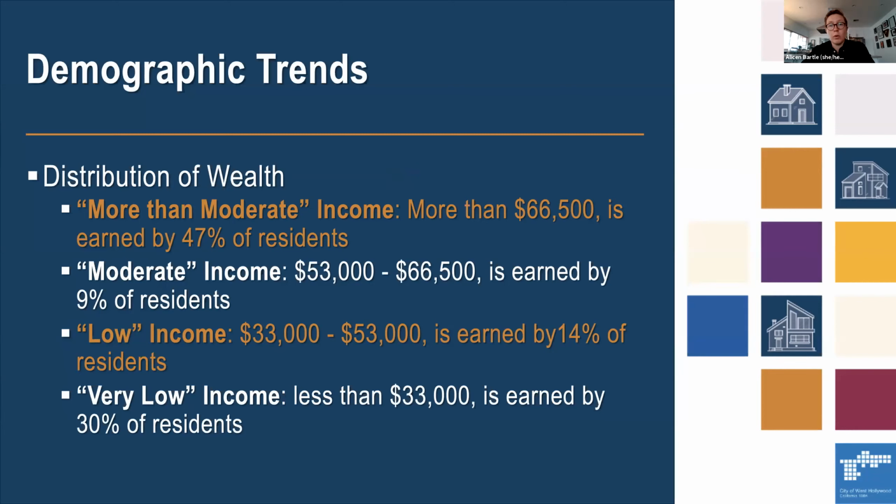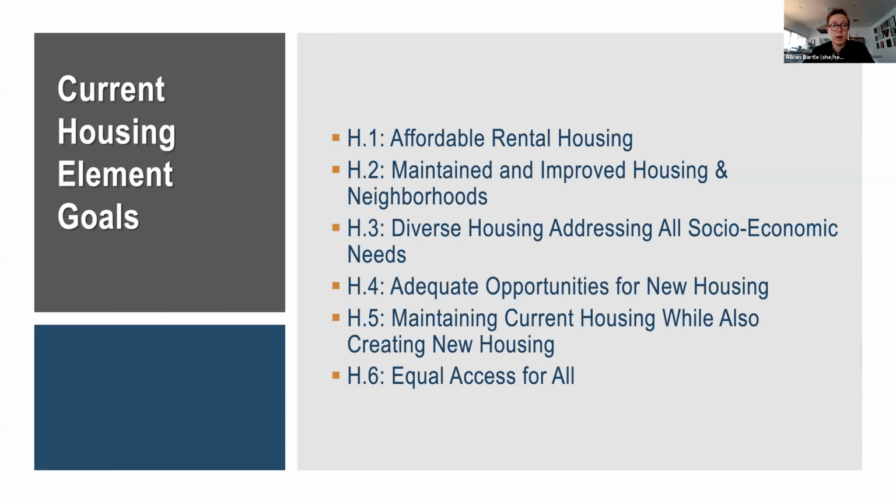We also know that, while West Hollywood is known as a great place to go out and to be seen, and we have a lot of high income earners, we also know that about 50% is low or very low income. So with that in mind, what makes us unique is also how we've tried to frame our housing programs. And if we go to the next slide, a quick overview of our current housing element goals.